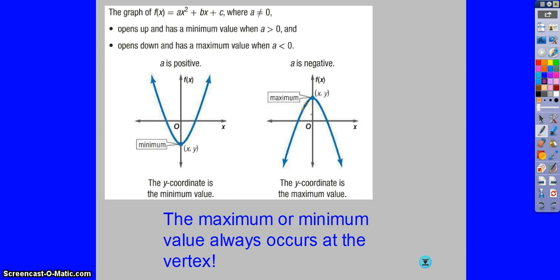Here's just a quick picture so you can see what the difference between maximum and minimum looks like. If your a is positive, your parabola is going to open upward, and so you're going to have a minimum value down here at your vertex. If your a is negative, so if you have a negative x squared, like negative 2x squared, your parabola will open downward, and so you have a maximum at your vertex. If you are asked to find the max or min value, the max or min value is always the y coordinate. Okay, x is where it happens. The value of the maximum or minimum is the y value.